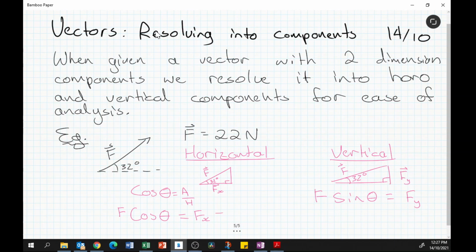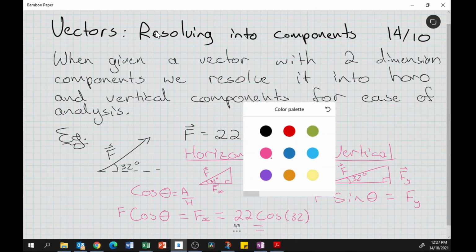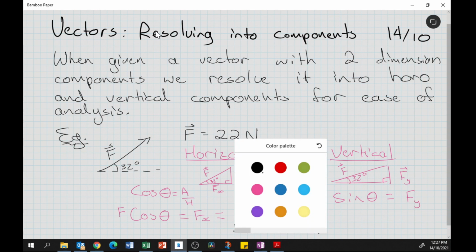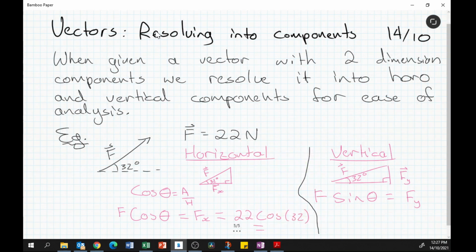Okay, so Fx equals F, which is 22, cos of theta, and theta is 32. And that gives us, plug it into your calculators, let me know. That's the horizontal. Sorry. 18.66. Problem was given two significant figures. Let's say 19.